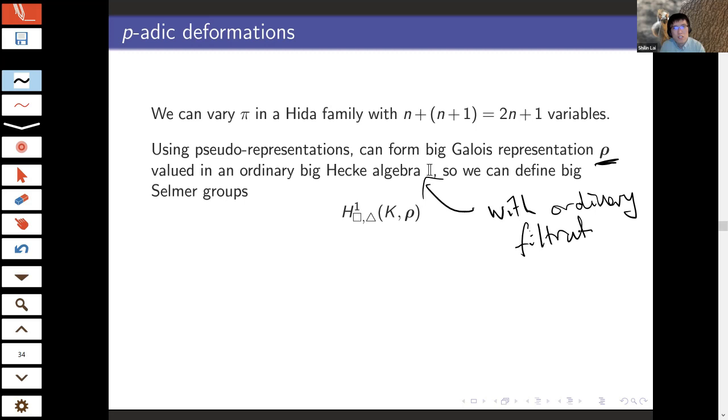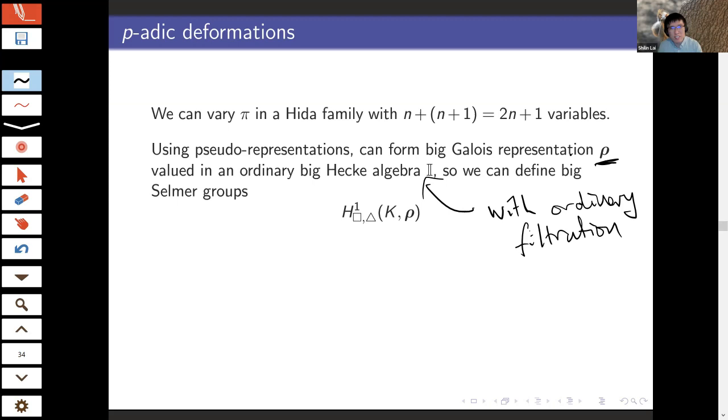There is a nicer way to construct the big Hida representation. You can do it directly from group cohomology, but this Hecke algebra is an integral domain, a reduced local ring? It's an irreducible component of the bigger thing. It's integral. I will eventually assume it's normal too.